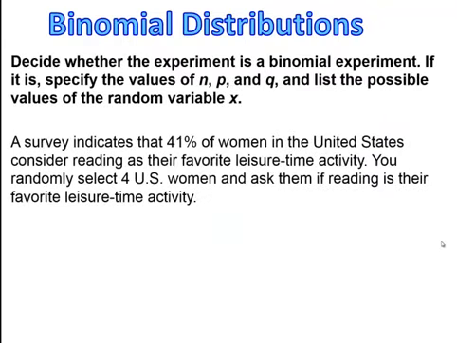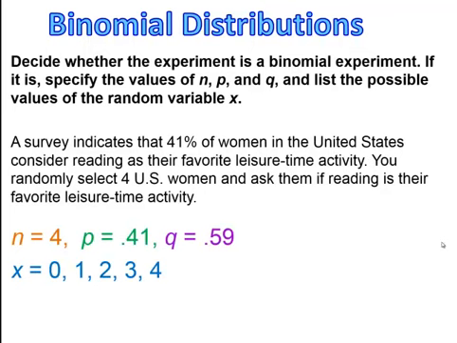Pause and try. So this is a binomial experiment. It's either a fail or success. We have a 41% chance of women in the United States considering reading as their favorite leisure time. So that would be our probability of success, which is our P. And then the Q is 1 minus 0.41, and we get 0.59.